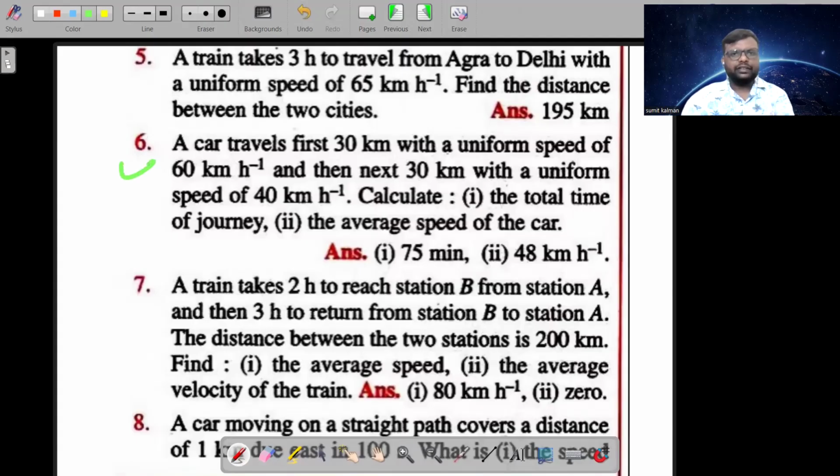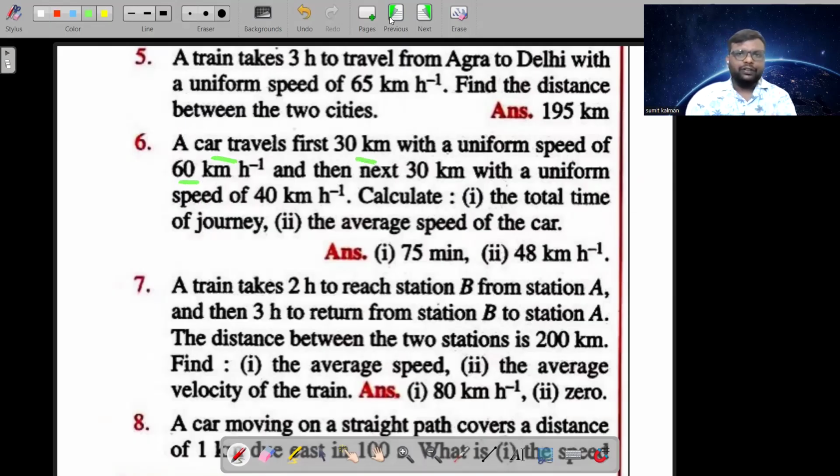Next is 6. A car travels first 30 kilometer with a uniform speed of 60 kilometer per hour. And then next 30 kilometer with a uniform speed of 40 kilometer per hour. You have to calculate the total time of the journey and the average speed of the car. So students, we will calculate time separately. So see, first, what is happening? A car travels first 30 kilometer with a uniform speed of 60 kilometer per hour.